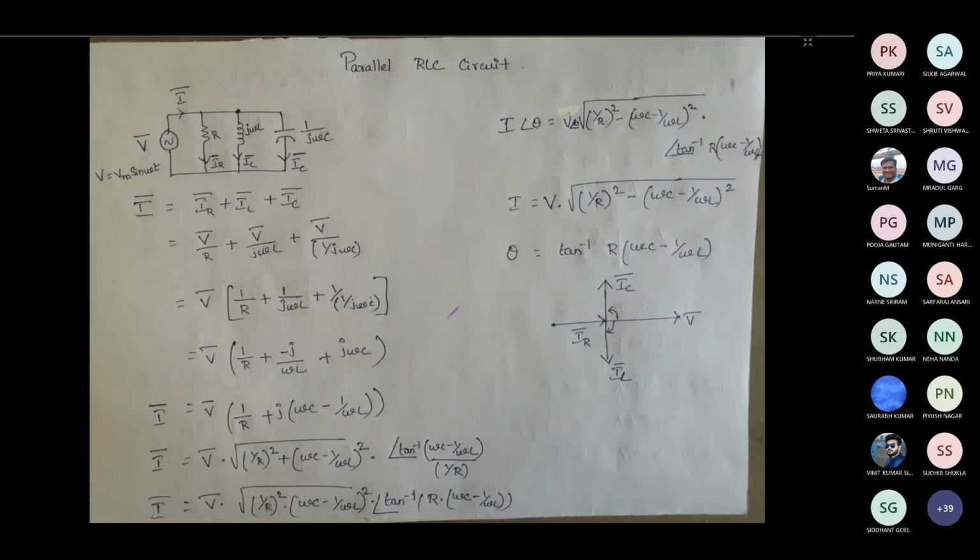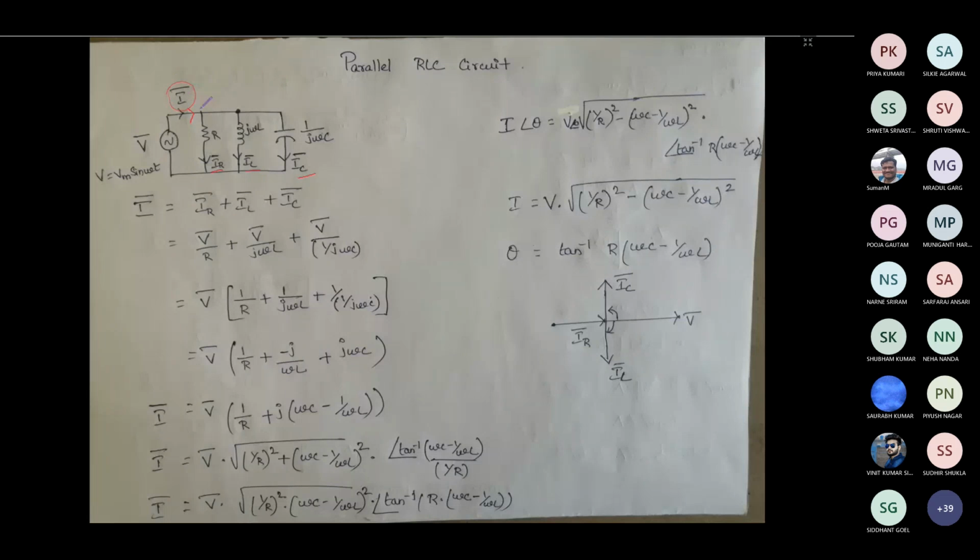So the final one is the parallel RLC circuit. In this parallel RLC circuit, we have R, L, and C components, all connected in parallel. The current flowing through the resistor is IR phasor. The current flowing through the inductor is IL phasor. And the current flowing through the capacitor is IC phasor. The overall current entering is I phasor.